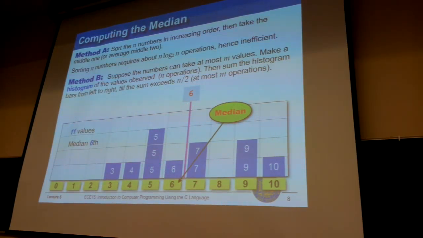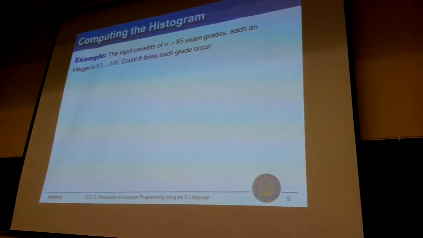Obviously, if you had an even number of values, you'd need to deal with that special condition slightly differently. We won't go into that in this example, but once we go through the code, you should be able to think about how you'd extend the program. So let's formalize that and compute that histogram. Let's say the input consists of 85 exam grades, each of which is an integer from 0 to 100.